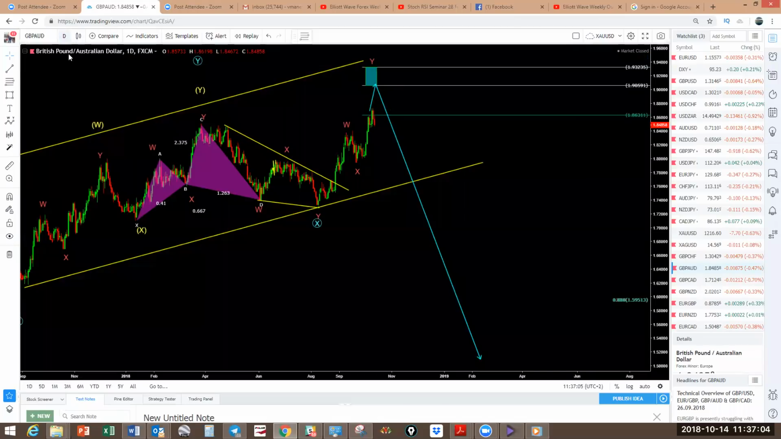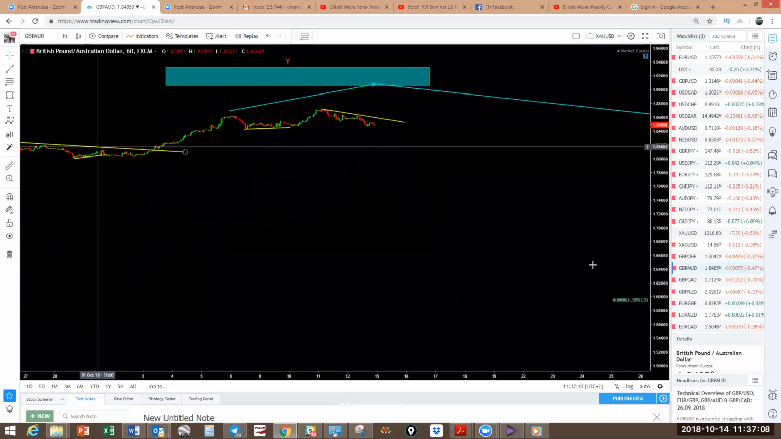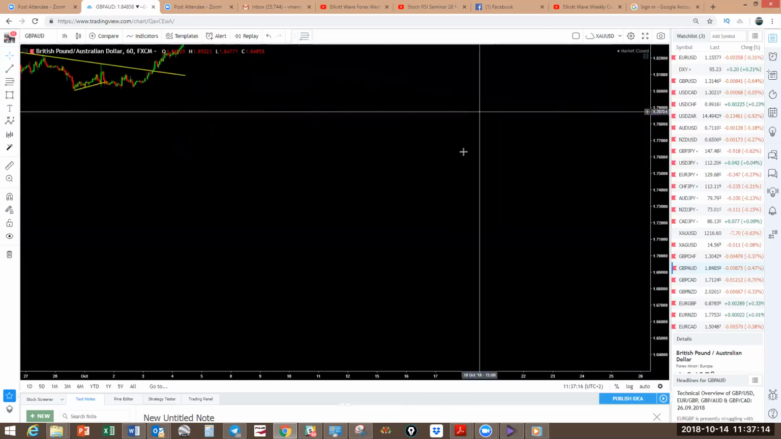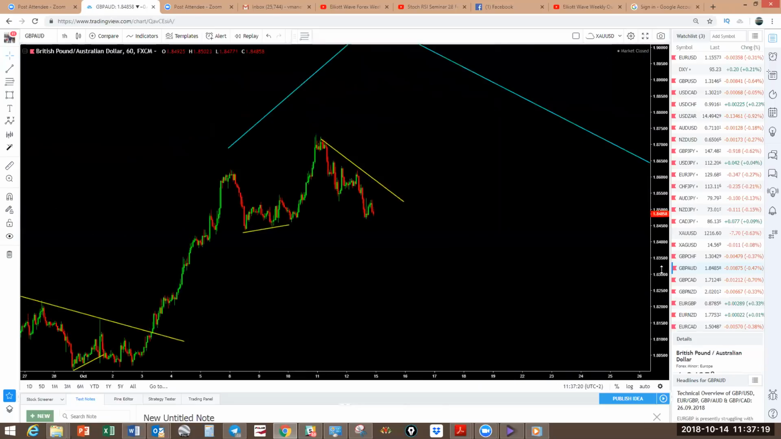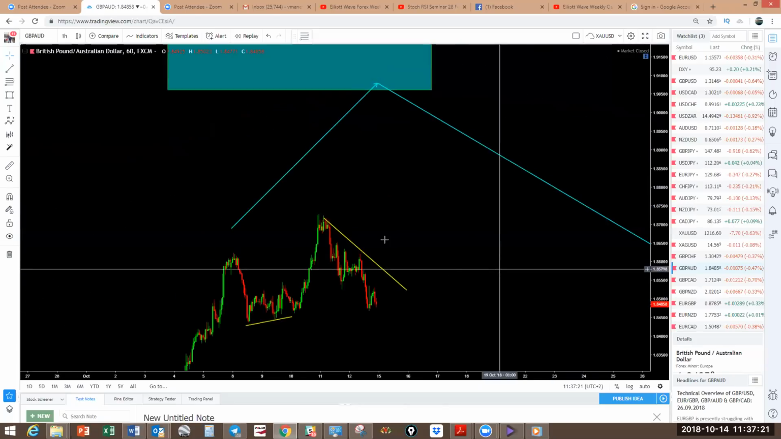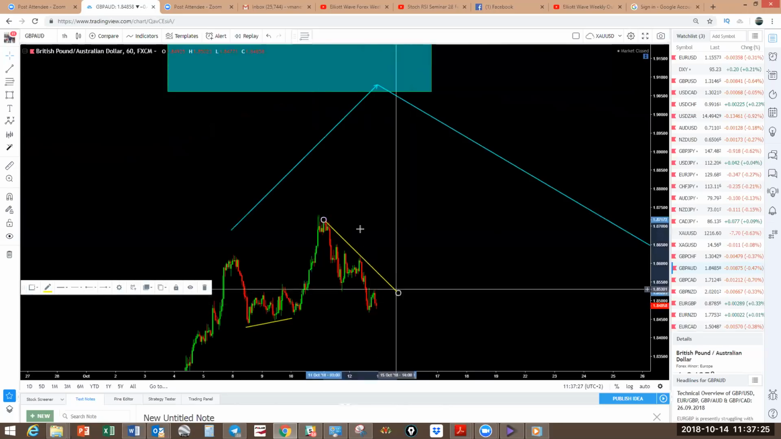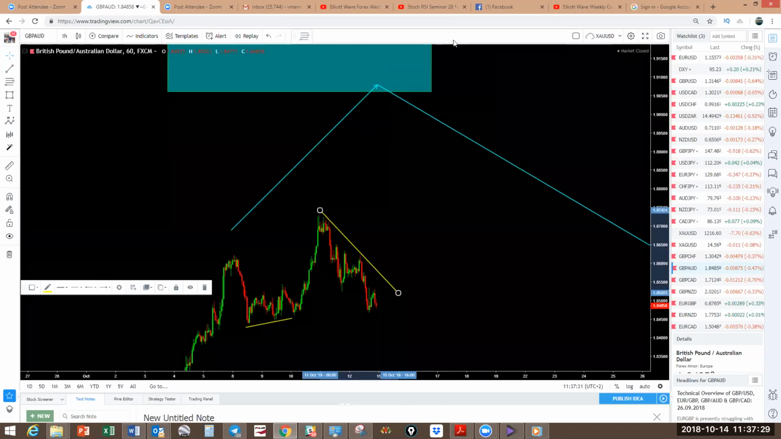Let's just go into the 4-hour. It's another one to watch. Don't know if it's going to play out in the week, but let's see. This breaking out of this structure will definitely rally into this blue box. So let's see, right now it has reached these new highs here and made a 3-wave move.